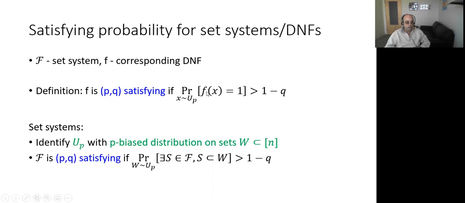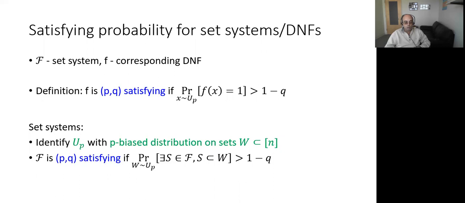And then what is the analog of a DNF being satisfied? Well, remember, every term in the DNF corresponds to a set in the set system. So when is a term satisfied? Well, if all the variables in it are 1. So if all the variables in it are in the set W, right? Think of W as the set of all the elements that I'm going to assign 1 to. So we're going to get the following equation. I'm sampling a random set from the p-bias distribution, and I'm asking what's the probability that there exists a set in my set system contained in W, right? That is going to be the analog of asking what's the probability that the DNF is satisfied. So we say that a set system is (p,q)-satisfying if this probability is at least 1 minus q.